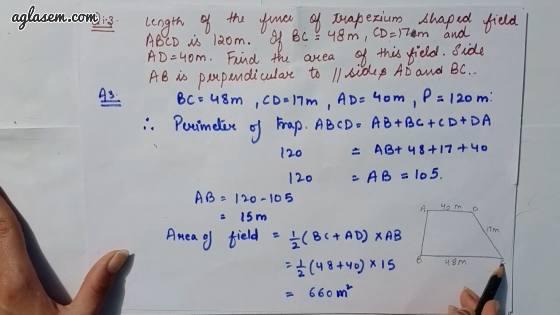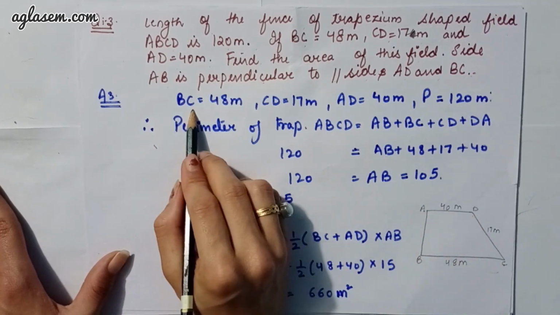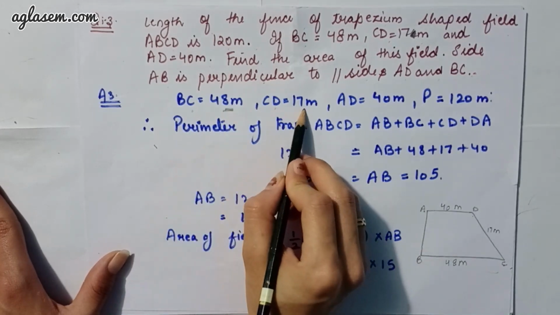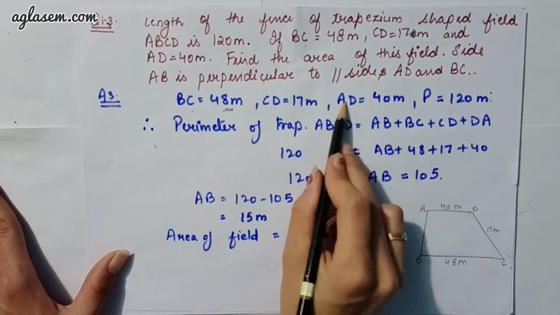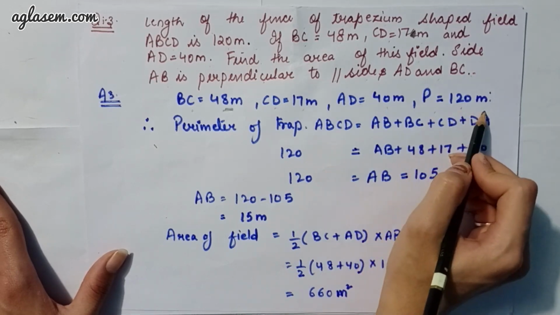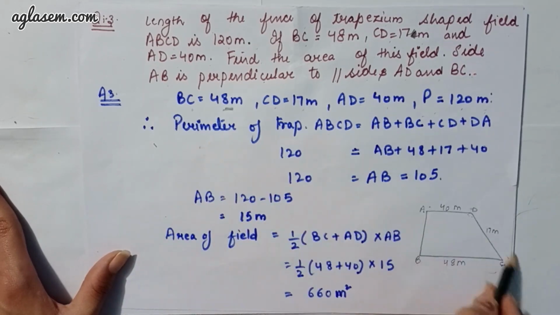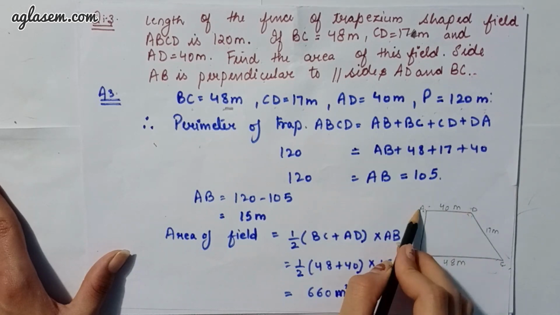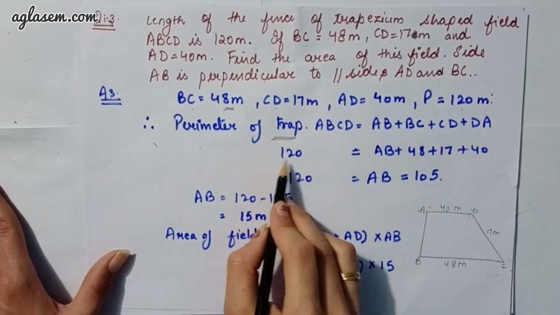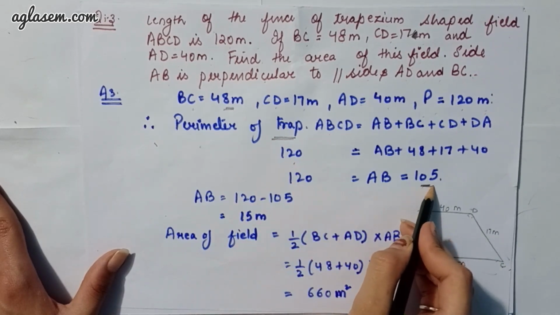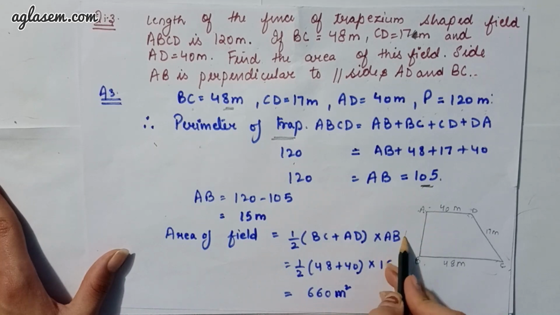First of all, we can write the given statements, that is BC is equal to 48 meter. It's given to us. CD is equal to 17 meter, that is given to us, and AD is equal to 40 meter. It is also given. And one more thing is given, that is P is 120 meter. So the perimeter of trapezium ABCD will be AB plus BC plus CD plus DA, and the perimeter is given to us, that is 120. So applying it, we will get 105, that is AB we will get as 15.